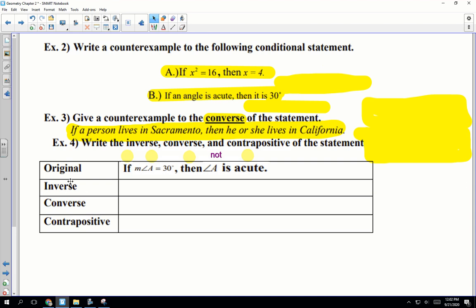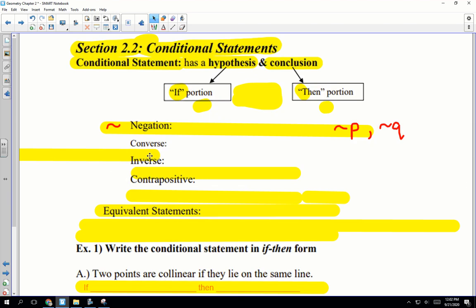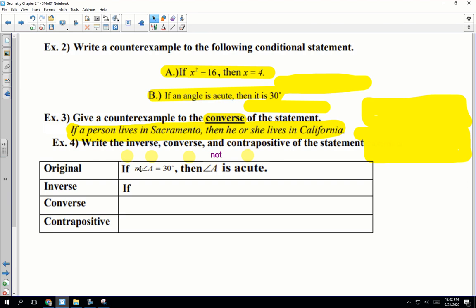So the inverse of this, well, let's start with our if. Inverse says we negate the hypothesis and conclusion. So we keep the same hypothesis and conclusion, we just put our nots in there. So if the measure of angle A is not equal to 30 degrees, then angle A is not acute.